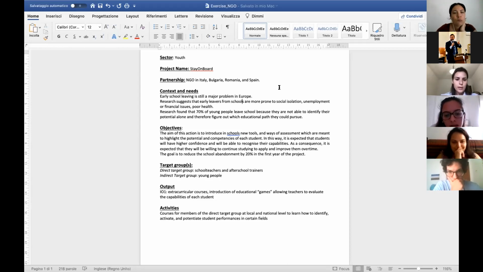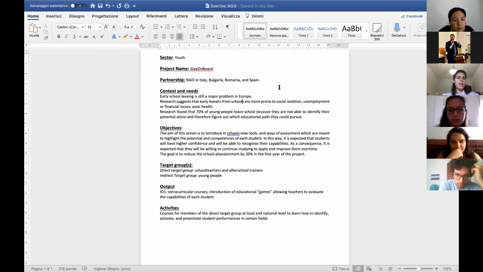We have two target groups: the direct target group, which is the school teachers and after-school trainers, and the indirect target group, which is the young people. I'm a bit confused about the output, but what I said is that the intellectual output is that we will set up extracurricular courses, and we will introduce educational games so that teachers will be able to evaluate the capabilities of each student, because sometimes it's the teacher who cannot recognize the ability of the students, and then they are kind of lost in their choices.